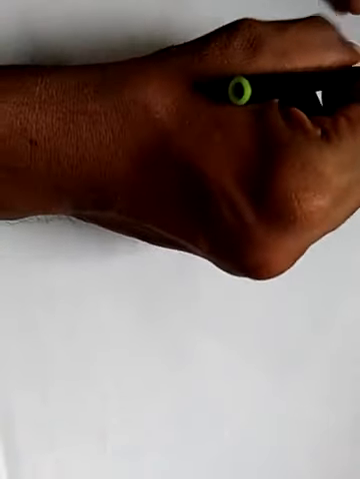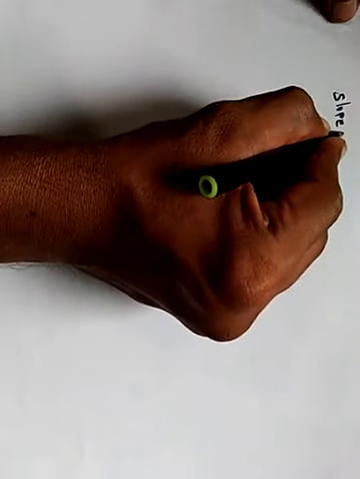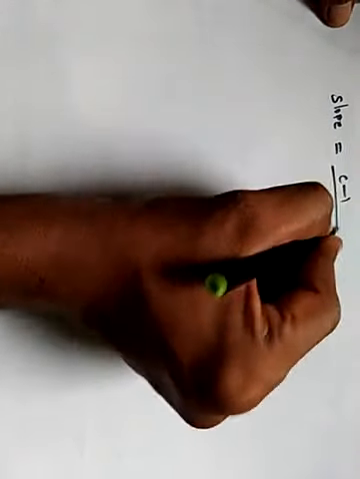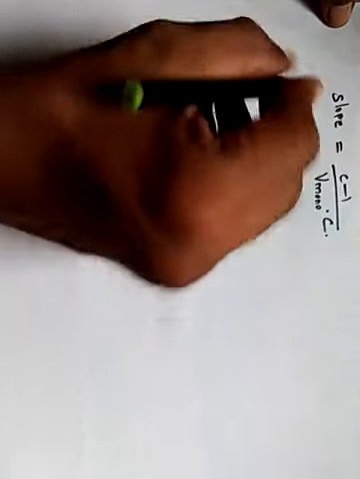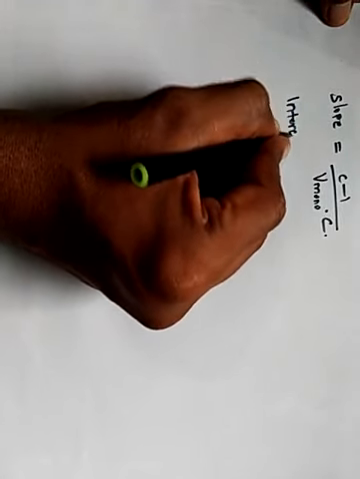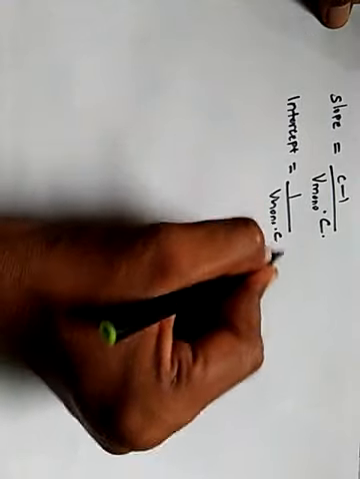So in this video, I'm going to talk about the surface area calculation by using BET theory. In BET theory, we learned that the slope equals C minus one divided by V mono into C, and the intercept equals 1 divided by V mono into C.